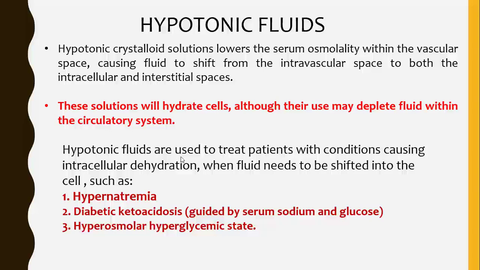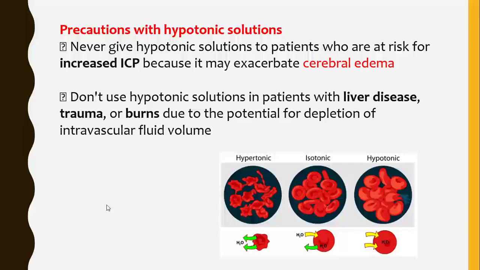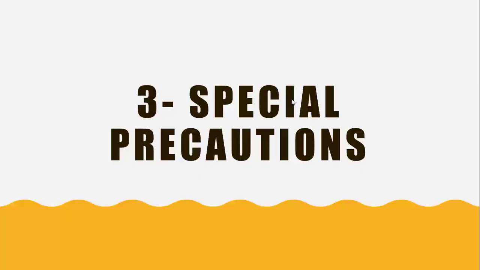Hypotonic crystalloids lower the serum osmolarity within the vascular space, causing fluid to shift from the intravascular space to both the intracellular and interstitial spaces, and these solutions will hydrate cells, although their use may deplete fluid within the circulatory system. Of course, they will be used in hypernatremia, diabetic ketoacidosis, and the hyperosmolar hyperglycemic state. They can't be used in cerebral edema, liver disease, congestive heart failure, or with blood transfusion, because they will swell the cell and give complications.